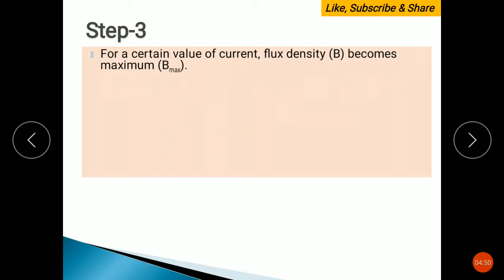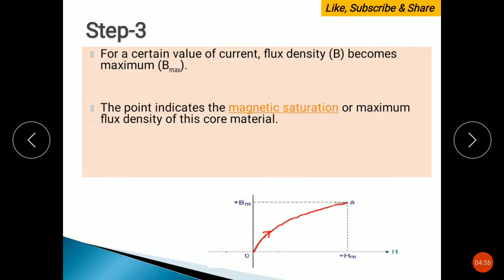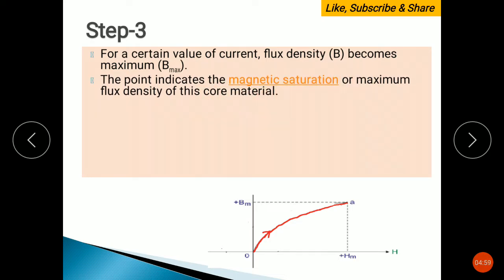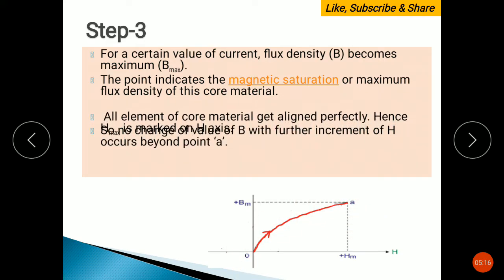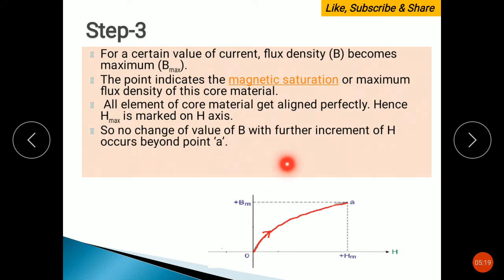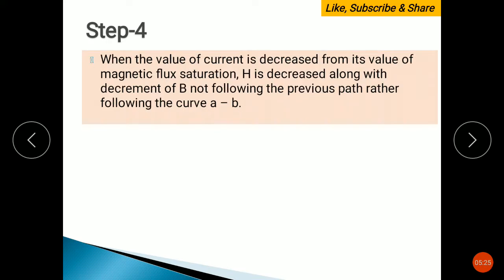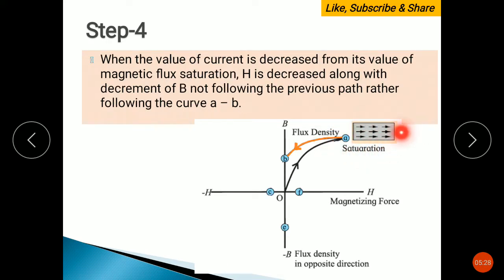At point A, the flux density of the material is maximum, and this maximum point is called magnetic saturation. Whenever we hear the term saturation, saturation is a certain maximum value beyond which it cannot be increased. So here also A is the saturation point. It is magnetic saturation. Beyond that, we cannot increase B and H. So A is the magnetic saturation where all the elements in the magnetic material are aligned in a particular direction. So A is the saturation point.